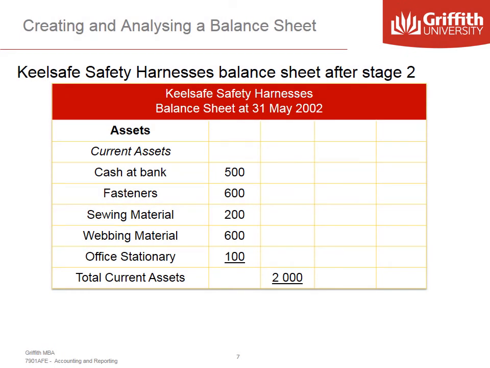And so let's now look at this balance sheet. It's now extended onto a second page, but it's a balance sheet, and see how it's now building. You can see the list of assets starting, and it always starts with current assets. So the protocol here is that assets are always listed in their order of liquidity. So the most liquid current asset, of course, will be cash. And the next one is fasteners, because Susan expects to use those and sell them. Similarly with materials, and office stationery will just get used up in the ordinary operation of the business. So there are total current assets of $2,000.